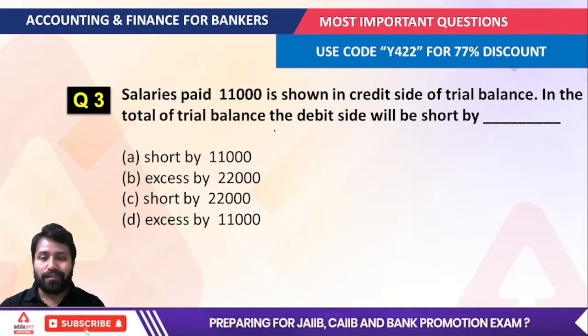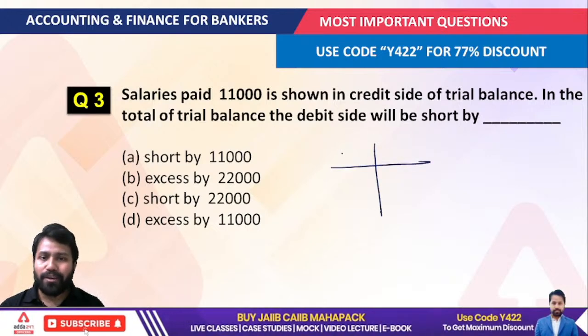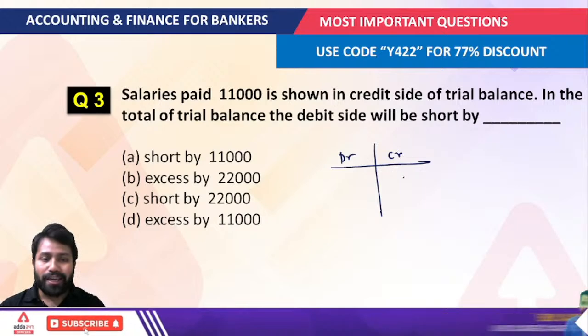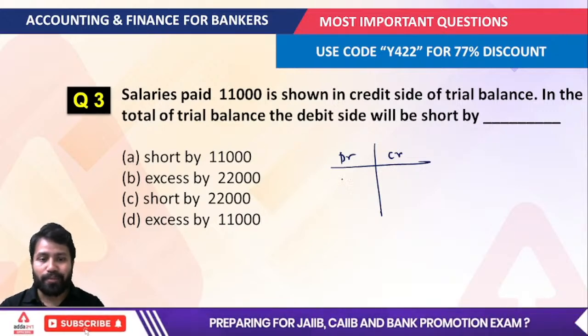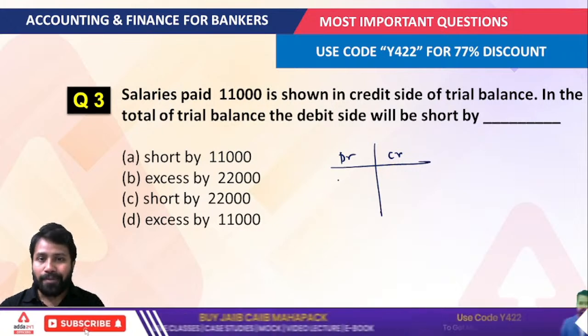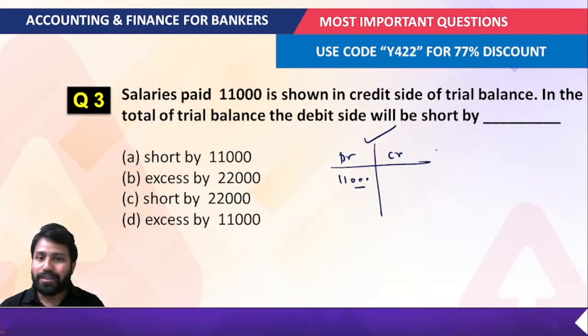Salaries paid 11,000 is shown in the credit side of the trial balance. In a very simple way, you can understand that salaries is always an expense for the company, so we are going to record it on the debit side. So this should be the correct entry.